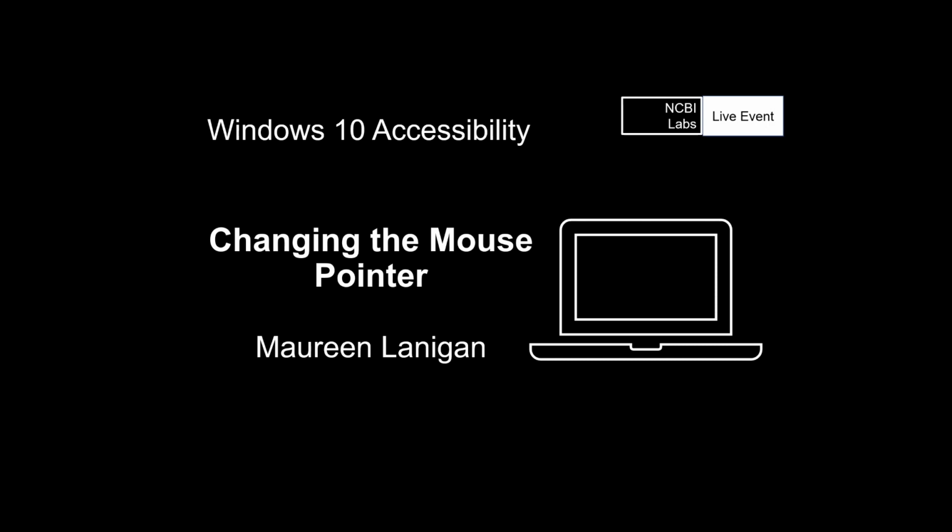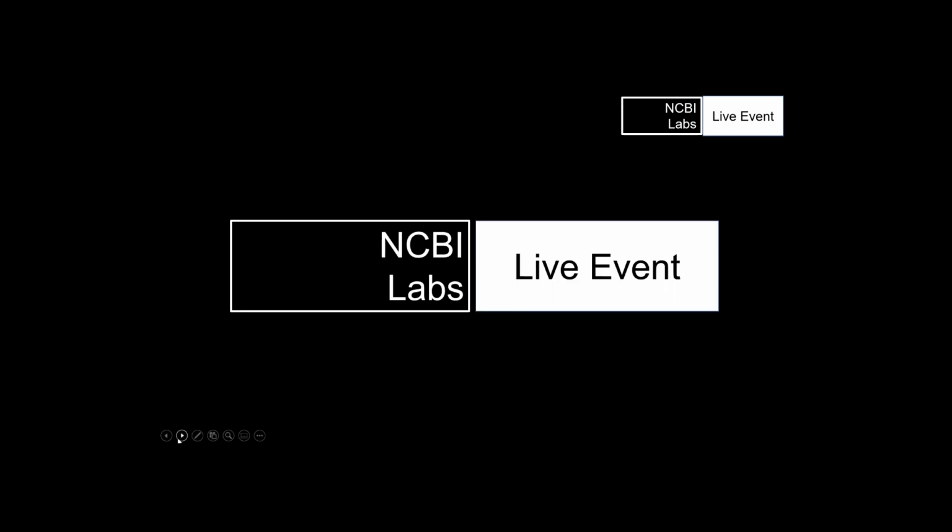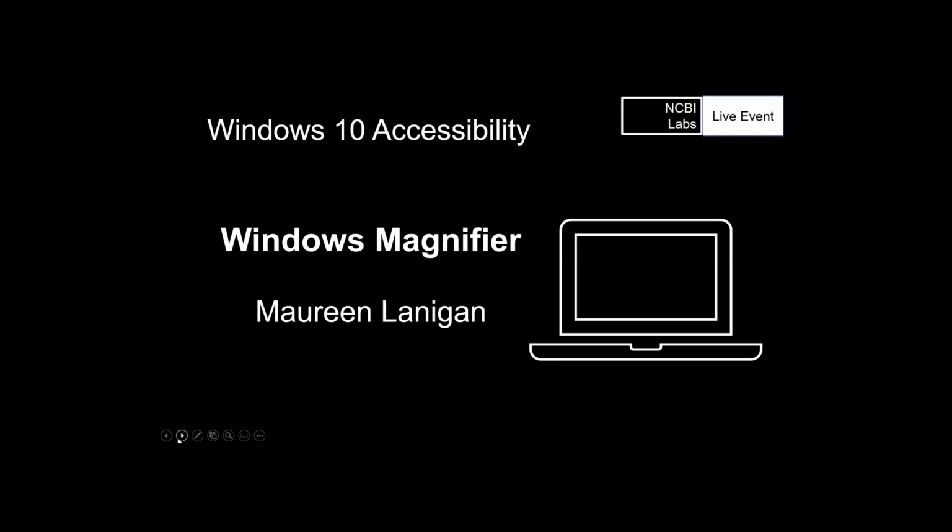Very good. Okay, so that's one of the features that we're looking at, and that's actually a really useful little thing. It's sort of small and simple, but actually really useful as well. But if you need more than just a mouse pointer magnified, well, there's a feature for that in Windows as well, Windows Magnifier, and this is the subject of our second video that Maureen's prepared for us.